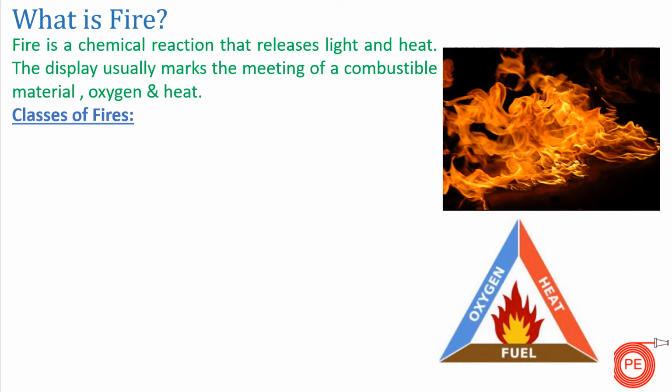So guys, if we talk about the definition of fire, it is a chemical reaction that releases heat and light. Usually you would have seen fire looks something like this, and it is basically a chemical reaction that releases light and heat. It marks the meeting of combustible material, oxygen and heat. So we all know, in order to have a fire we need three things. First of all, we need fuel. Another thing we require is heat, and the third thing required is oxygen. When these three things meet, the result is known as fire.